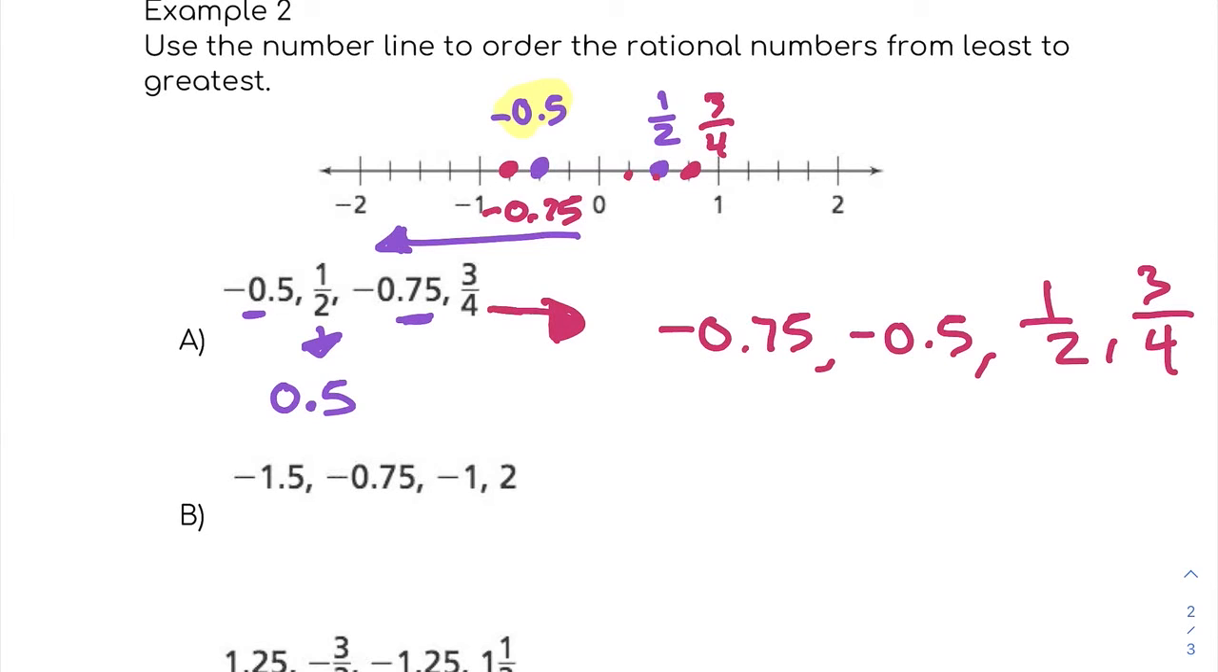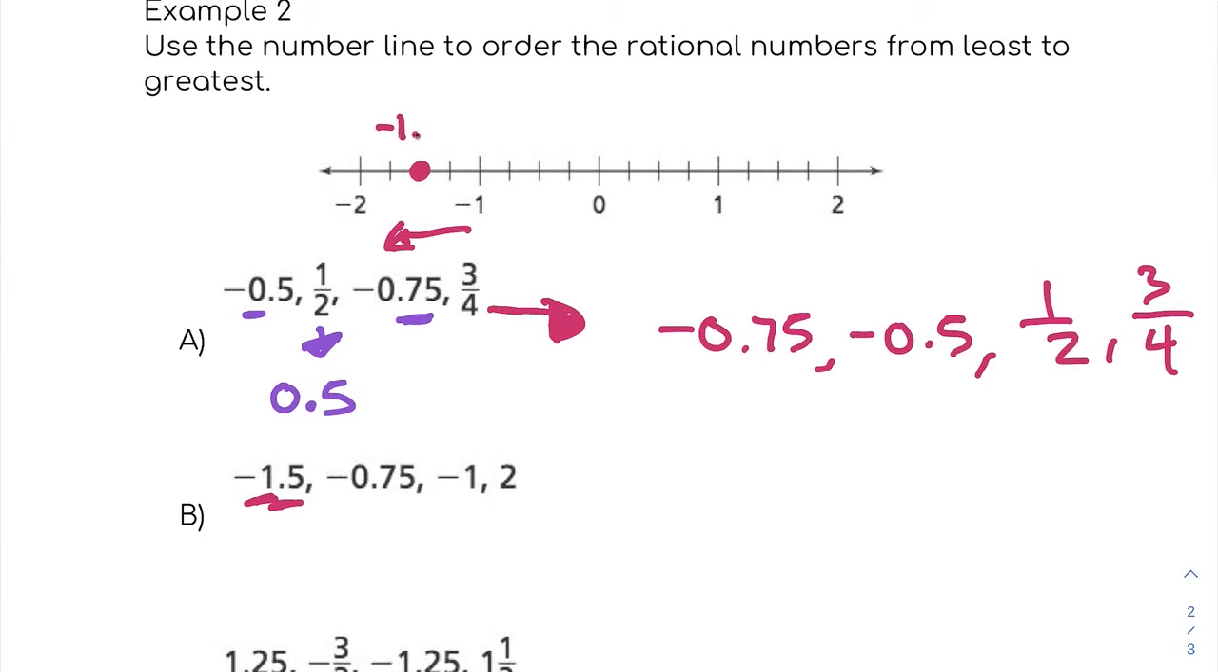Let's try our next one. I'm going to erase my work up here so I can have a clean number line. All right, B. First, we have negative 1.5. So because we have this negative 1, we know it's going to come after negative 1. So it's going to be in between negative 1 and negative 2. We know 0.5 means it's halfway in between. So I'm going to find my halfway tick mark, which is right here, negative 1.5.